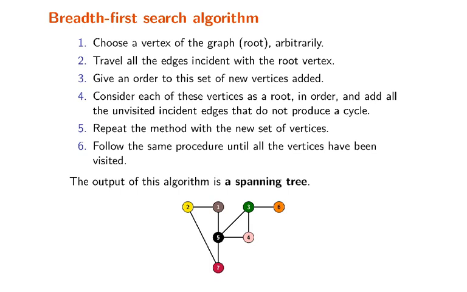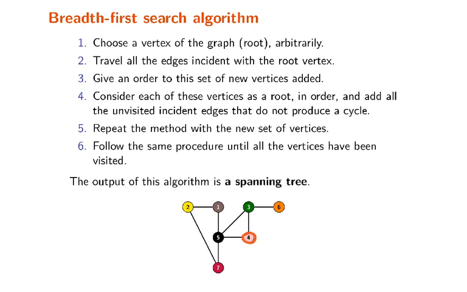So any one. For instance, here I'm going to choose this one. So you choose any vertex you like of your graph, and this is what I'm going to call my root. After that, you situate yourself here at your root, and the second step says: travel all the edges incident with a root vertex.